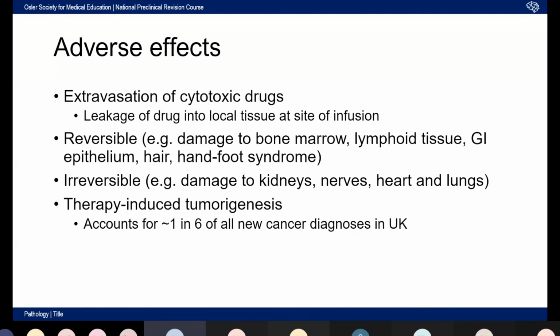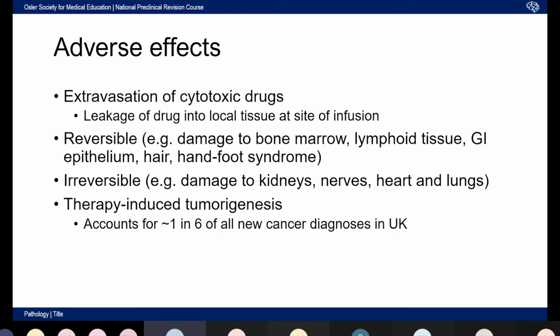So, adverse effects of cytotoxic drugs in general. Extravasation of cytotoxic drugs is a leakage of the drug into the local tissue at the site of infusion. This can be due to previous vascular damage, fragility of the vein, or just poor cannulation technique. And this extravasation underlies the inherent non-specific toxicity of the chemotherapeutic drugs. So what you really want is rapid dilution of the drug in the blood, rather than leaking into the local tissues. Reversible adverse effects include damage to the bone marrow, lymphoid tissue, GI epithelium, and hair.